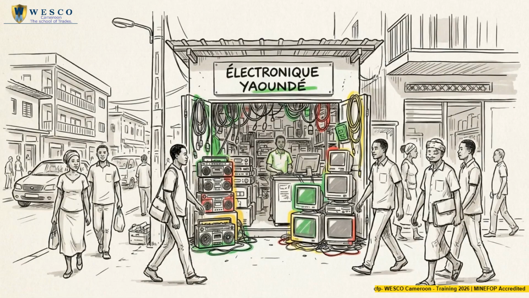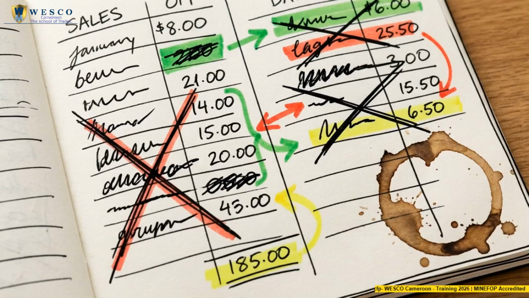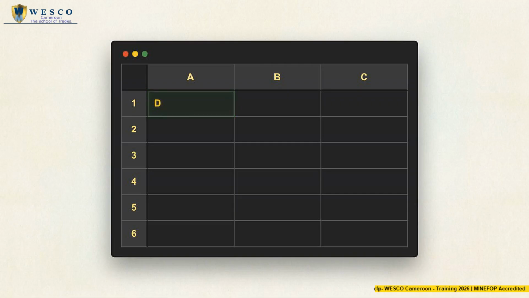When Samuel started out, he was tasked with managing a struggling electronics shop in Yaoundé. The shop was running on completely disorganized handwritten paper ledgers full of crossed-out numbers and coffee stains. Before Samuel could fix the business, he had to tackle the absolute first step for any data analyst, taking that messy, real-world paper data and carefully typing it into a digital spreadsheet.